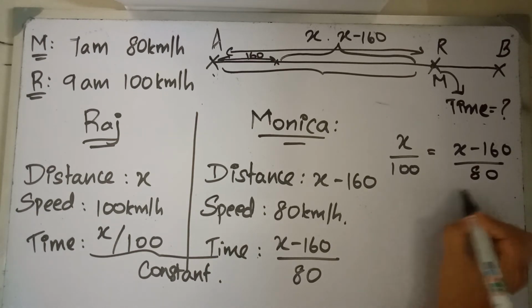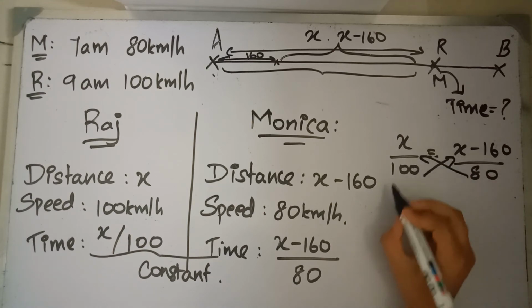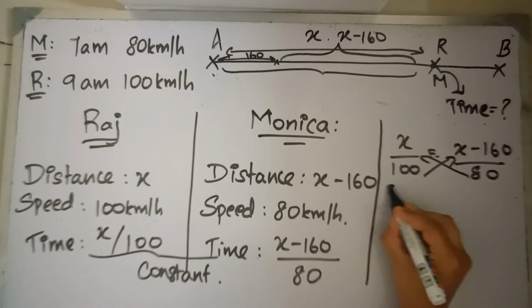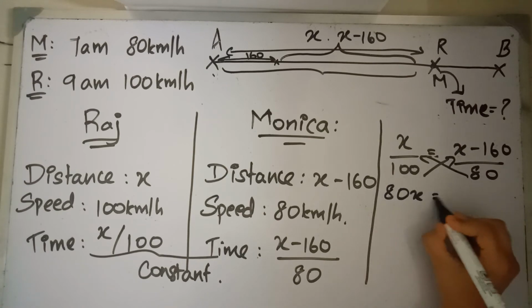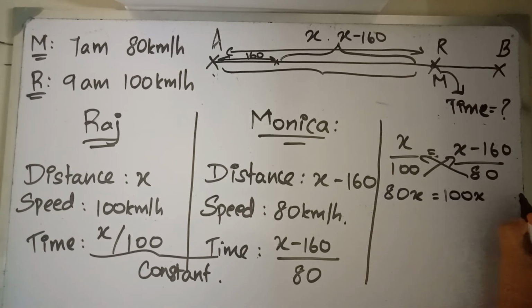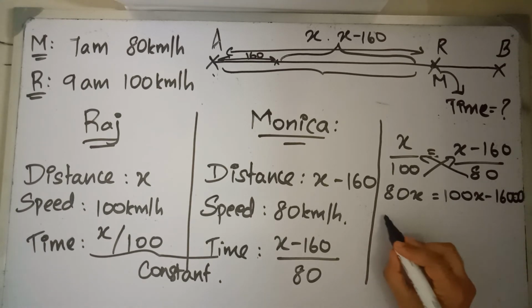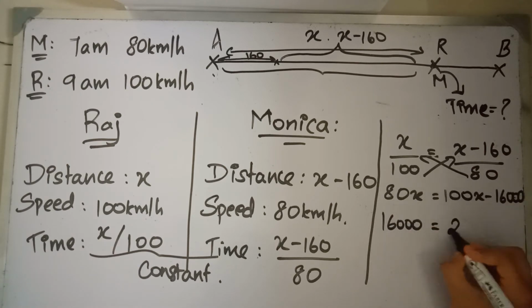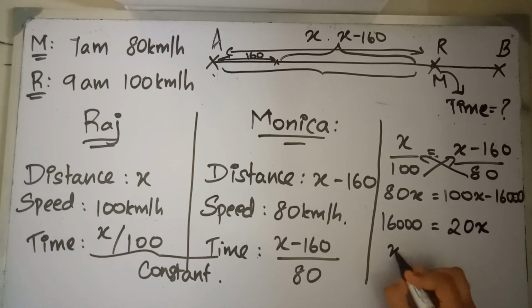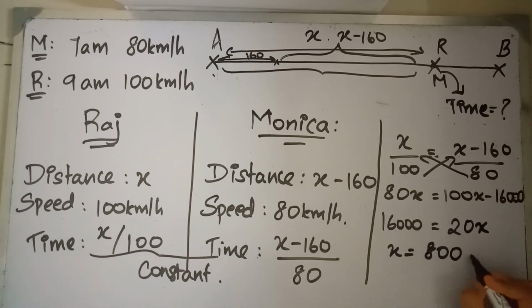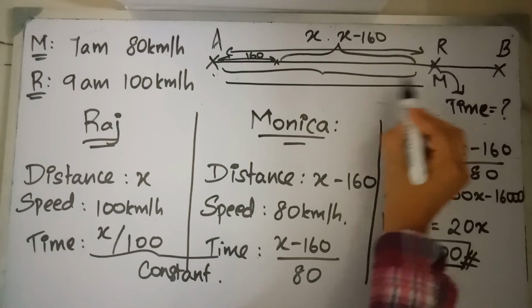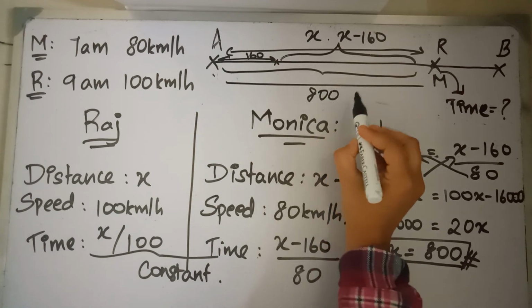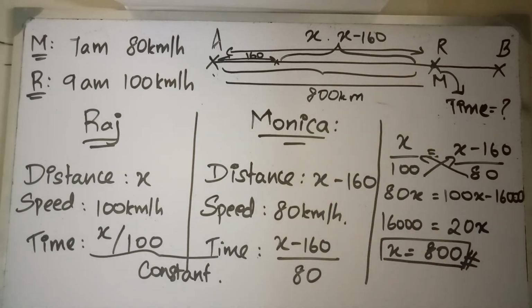Okay, so we get 80x equals 100x minus 16000. We bring this over to this side, 20x, so x will be equal to 800. So now we have found out this distance. This is 800 kilometers. Now let's look at the question again.